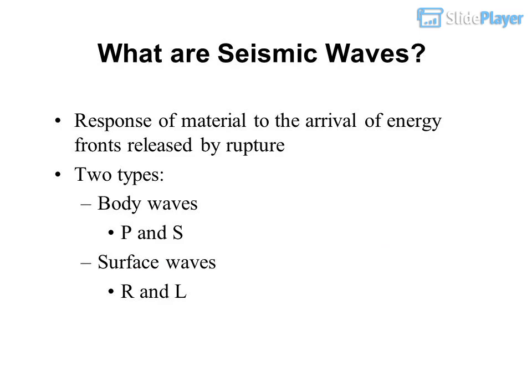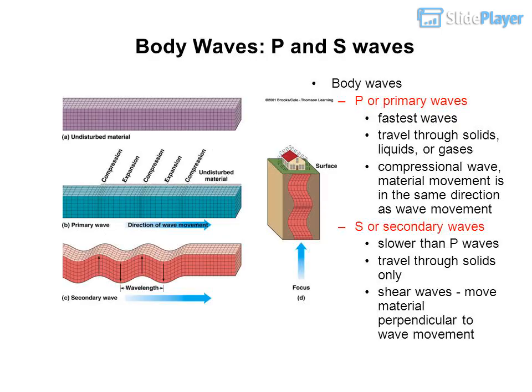What are seismic waves? Response of material to the arrival of energy fronts released by rupture. Two types. Body waves, P and S. Surface waves, R and L. Body waves, P and S waves.